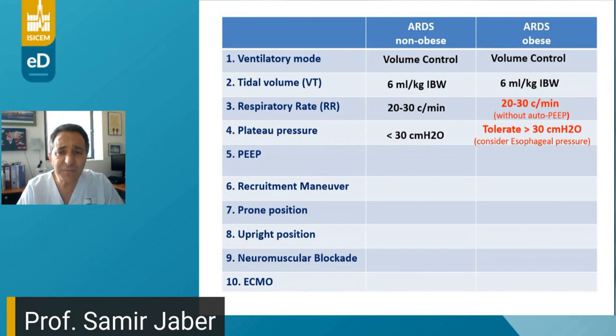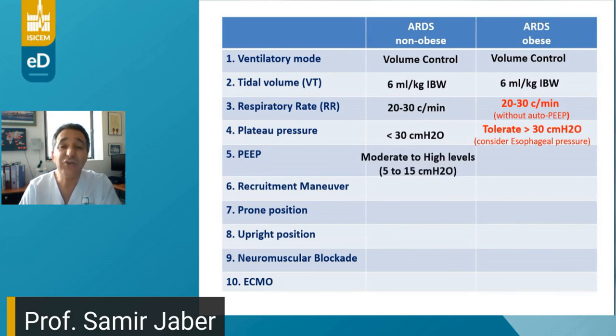This is a particularity of obese patients because in some cases, probably we should tolerate more than 30 centimeters of water. We don't have clear data about what should be the value of plateau pressure in obese patients. This is sometimes complicated because all obesity is not the same, and we need to evaluate the respiratory mechanics of the patient, and then we could use esophageal pressure as a surrogate of pleural pressure, and probably it will be interesting to have this monitoring in these patients.